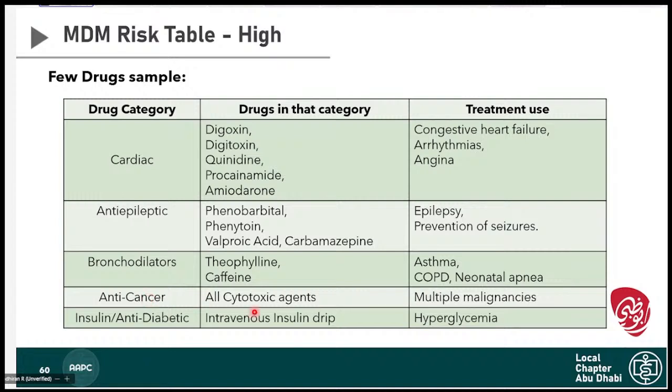Anti-cancer drugs, all the cytotoxic agents, are used to treat multiple malignancies. Insulin and anti-diabetic drugs, they'll be provided as intravenous insulin. So for insulin, most of the time the route is subcutaneous only, we will be injecting. But however, when the product is given as intravenous insulin, it requires continuous monitoring, like hyperglycemia conditions.